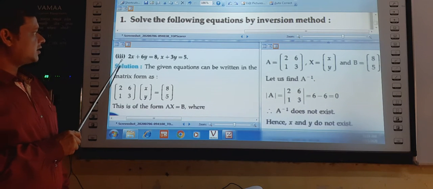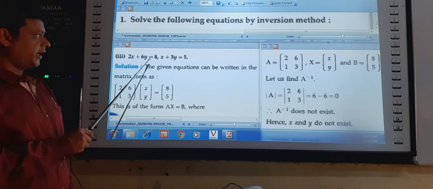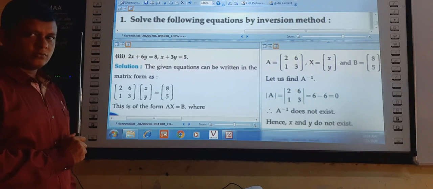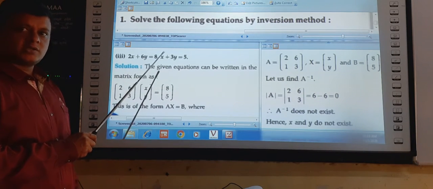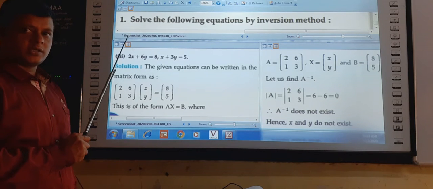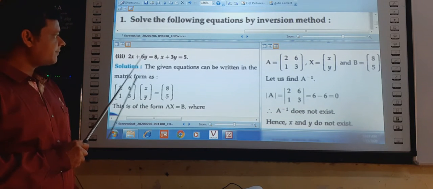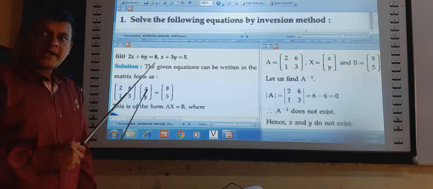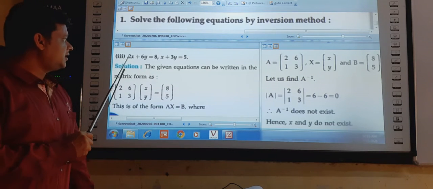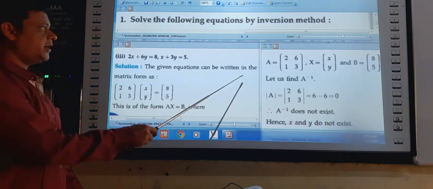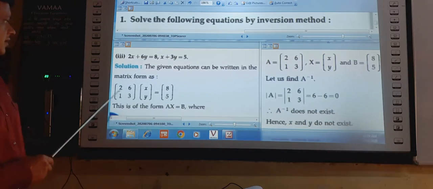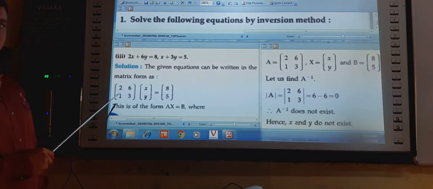The given equations are 2x plus 6y equals 8, and x plus 3y equals 5. We have to find the solution of these two linear equations using the inversion method. So we have to find the matrix form first. We write these two equations in matrix form. First we write the coefficient matrix.